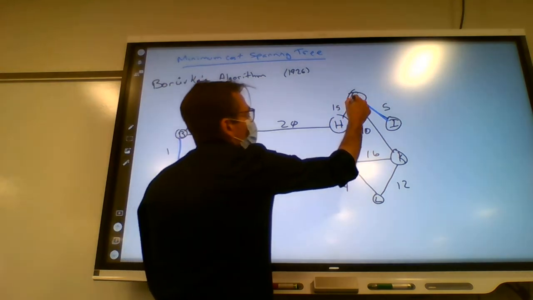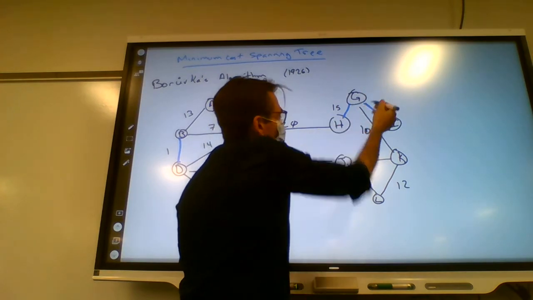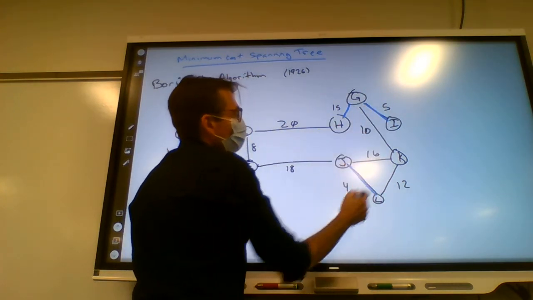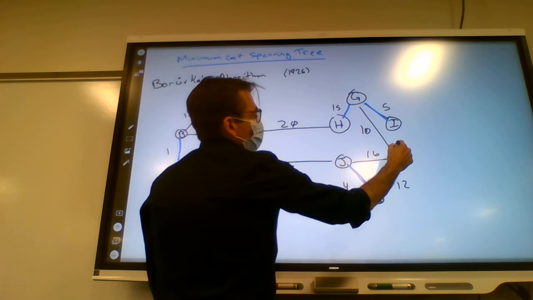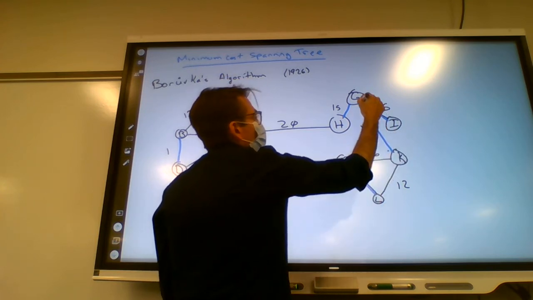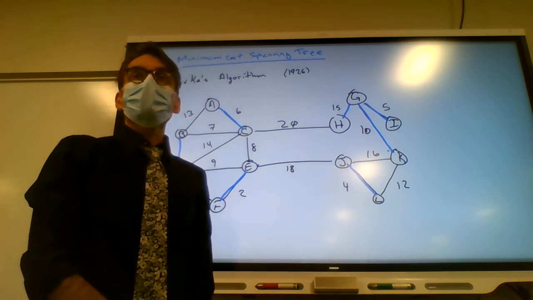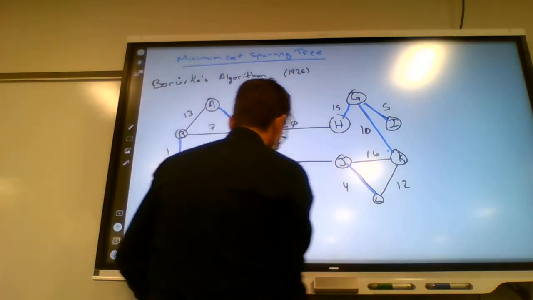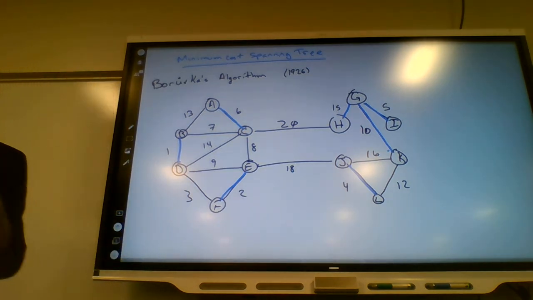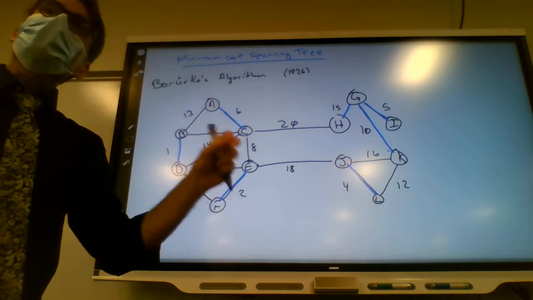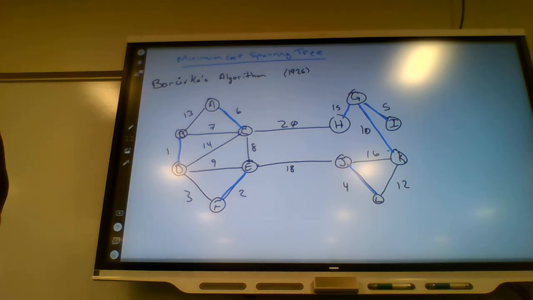H, that one's the smallest. I, that one's the smallest. We're okay there. J gives us this one. And K gives that one. And L duplicates that one again. All right. So that's round one. We've gone through all of the individual trees, and we have connected each one of those to something else.